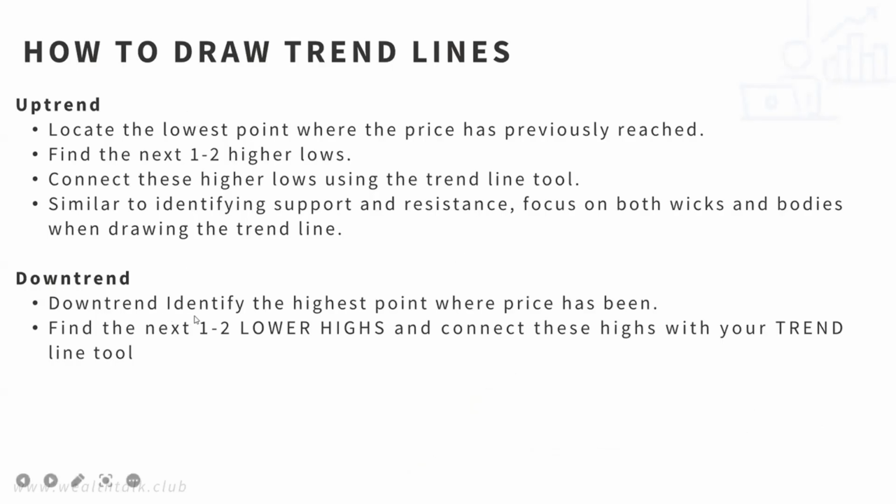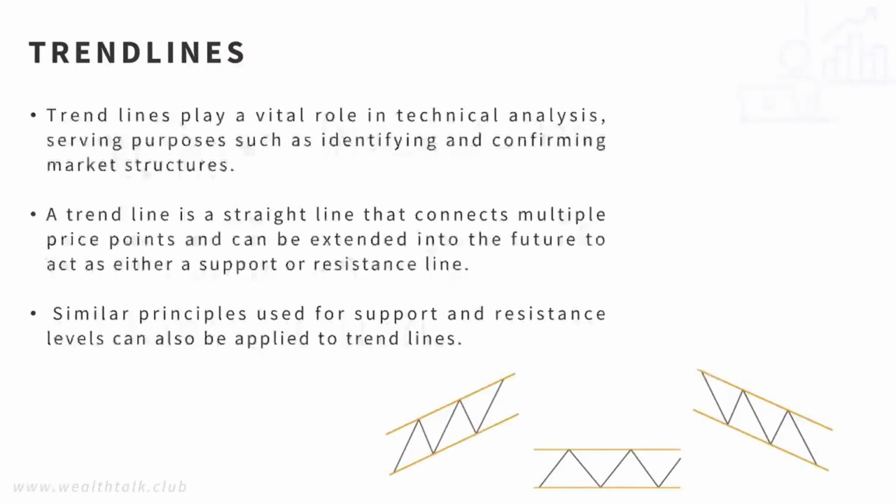Downtrend: identify the highest point where price has been, find the next 1 to 2 lower highs and connect these highs with your trend line tool. So this is the highest point. We will start our trend line from here. We'll connect the second and the third, and this trend line will verify that we are in a downtrend. The price is respecting this trend line. Every time the price is touching this area, it's just getting rejected.